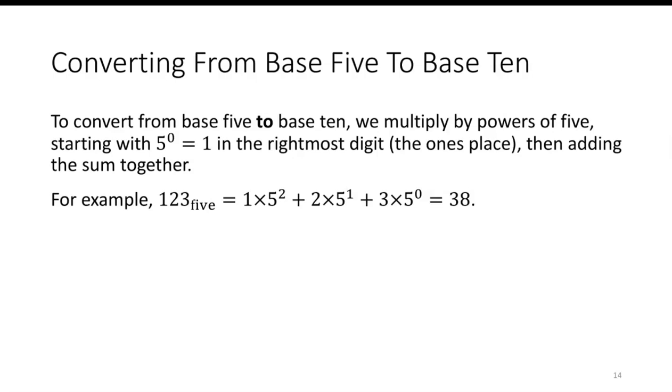1 times 5 squared is 1 times 25, plus 2 times 5 is 10, plus 3 times 1 is 3. 25 plus 10 plus 3 is 38.